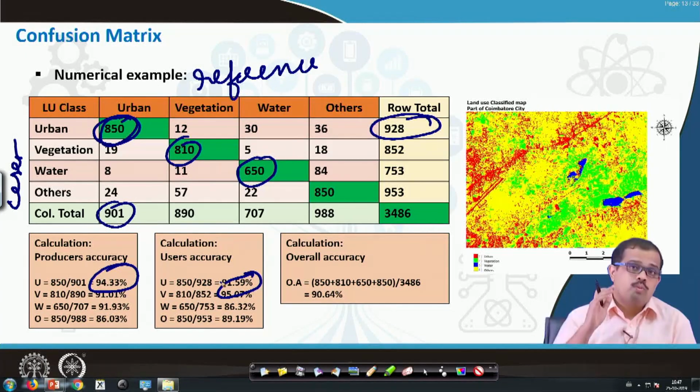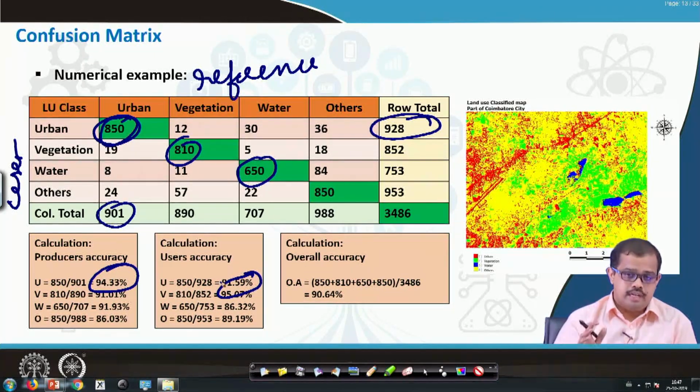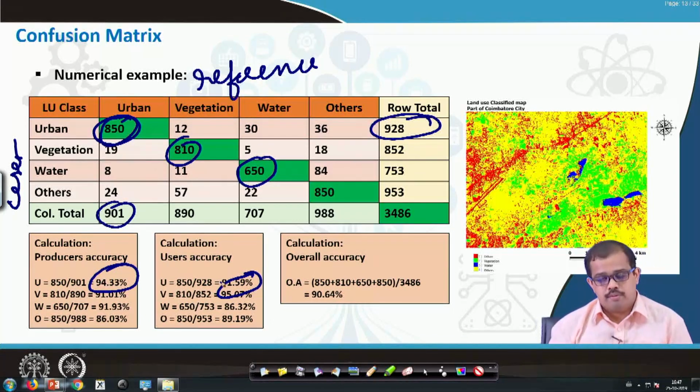So why do you need a producer accuracy and a user accuracy? It is to estimate how good your user classified data is versus the producer referred data. So a comparison of this will give you extremely important details in terms of how accurate your information is.